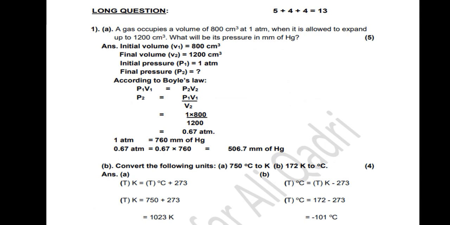Convert the following units into Kelvin and degree centigrade. We know the formula of Kelvin, that is equal to degree centigrade plus 273, and centigrade is equal to temperature in Kelvin minus 273. You just write degree centigrade is equal to temperature in Kelvin minus 273. That's it. And we see that the results of these numericals, new temperature in Kelvin is equal to 1023, and the temperature in degree centigrade is minus 101 degree centigrade.